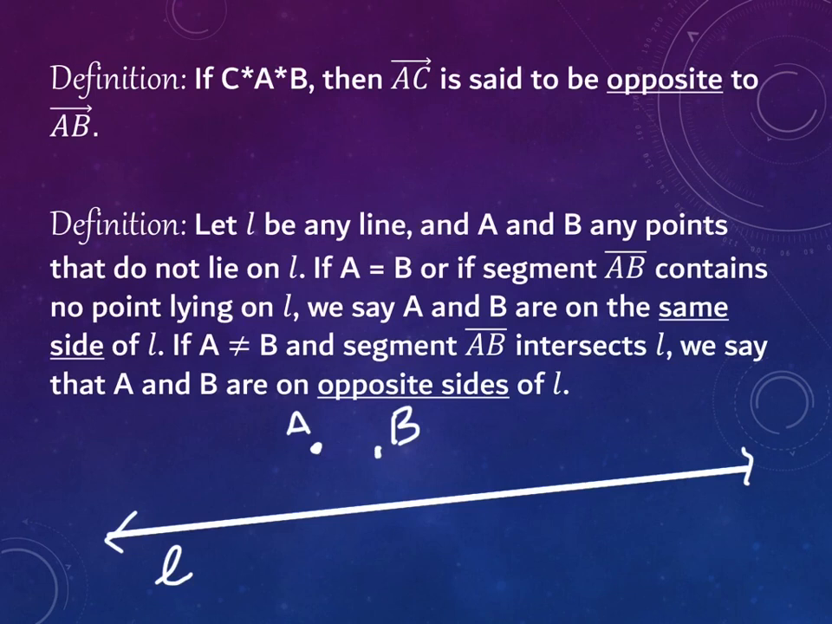And on the flip side of that argument, if A and B are on opposite sides of L, which means they cross through L, and if B and C are on opposite sides of L, which means they also cross through L, then it must be the case that A and C are on the same side of L.